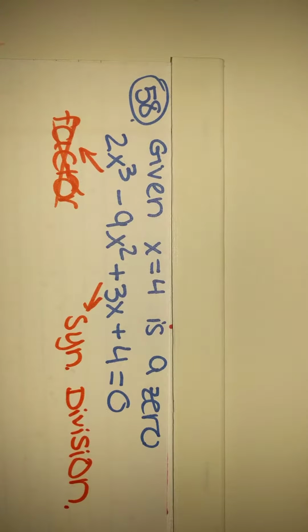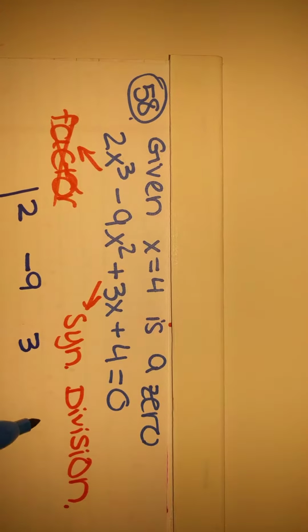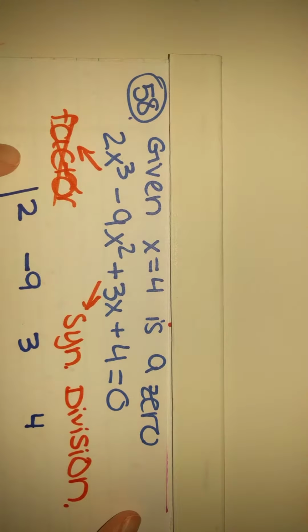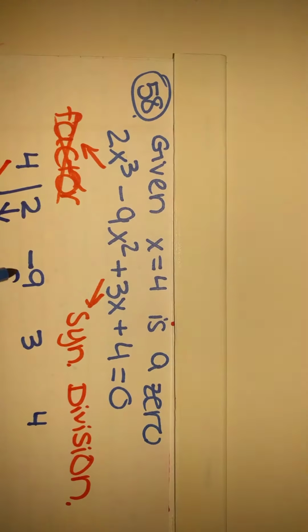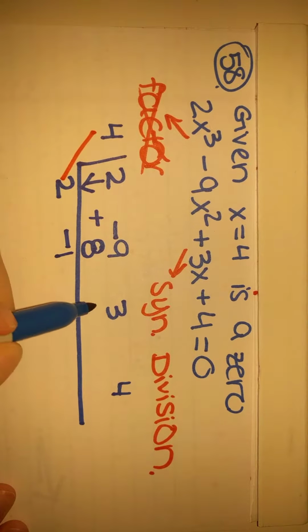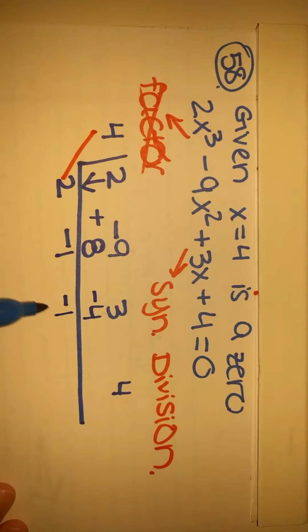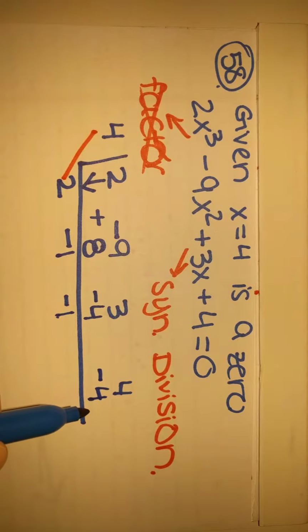So for synthetic division, we will start off by writing out the polynomial's coefficients 2, -9, 3, and 4. And then to the left of the L, we plop down the 0. So we just write the 0 of 4, no change of signs. So we bring down the 2. We multiply diagonally the 2 times 4 to give us 8. Add vertically to get -1. Multiply diagonally to get -4. Add vertically to get -1, multiply diagonally to get -4, and here's where the beautiful thing happens.